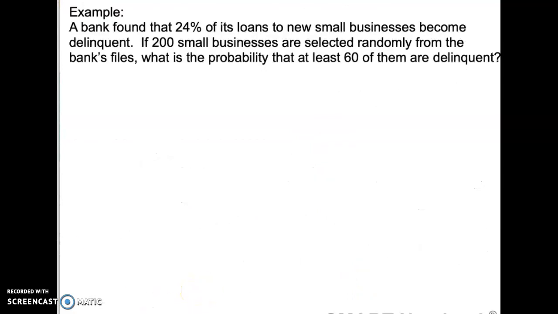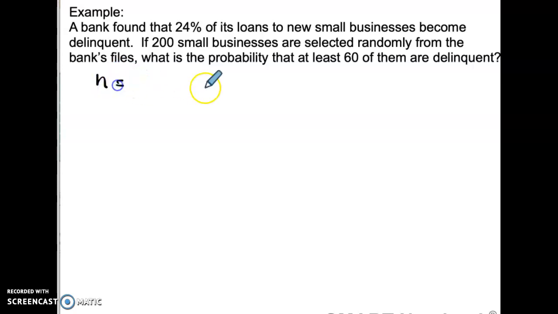Here's our last example. A bank found that 24% of its loans to new small businesses become delinquent. If 200 small businesses are selected randomly from the bank's files, what is the probability at least 60 of them are delinquent? So this is one of those cases where you would not want to do it the unit 4 way. Okay, because 60 out of 200, that's a lot of cases to calculate.